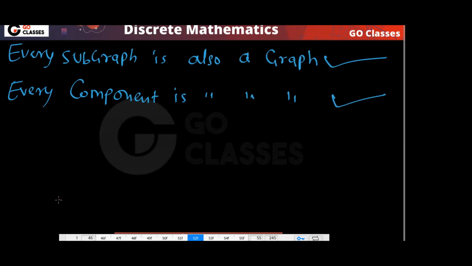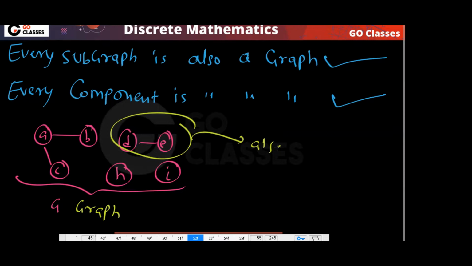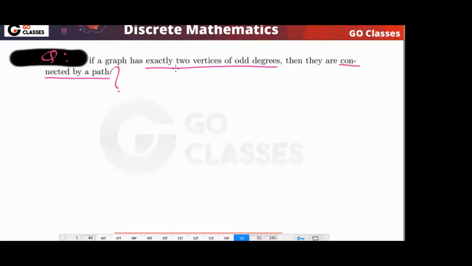Yes. So for example, if you take any graph G, let's assume you take this graph G. Then you can notice this is also a graph, right? In this graph, you can notice this is also a graph. And what about this? This is also a graph. So every subgraph is also a graph. Every component is also a graph. Very simple thing.